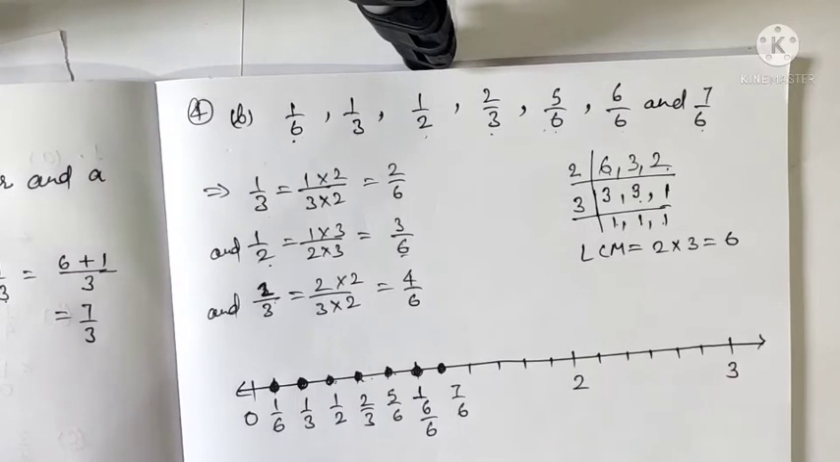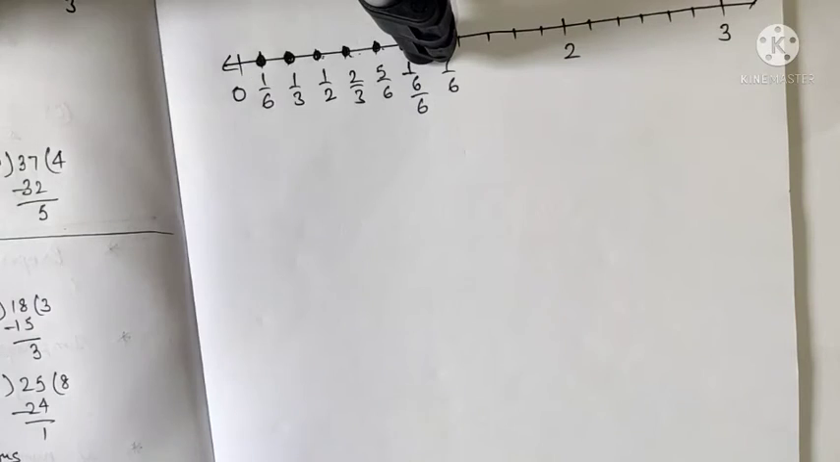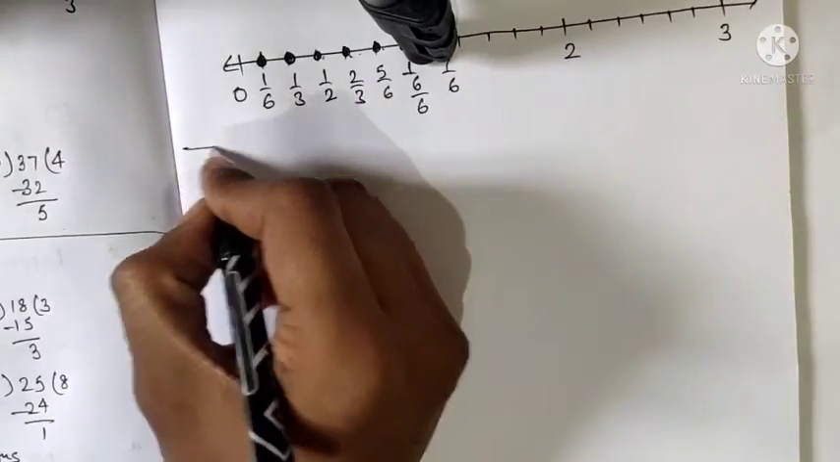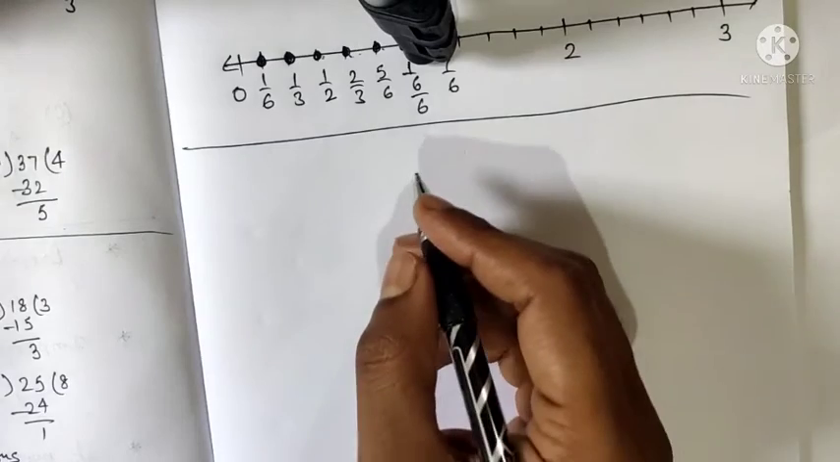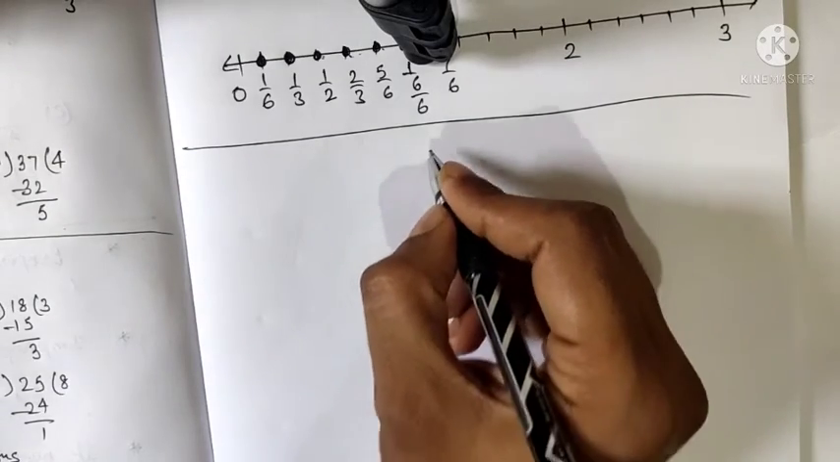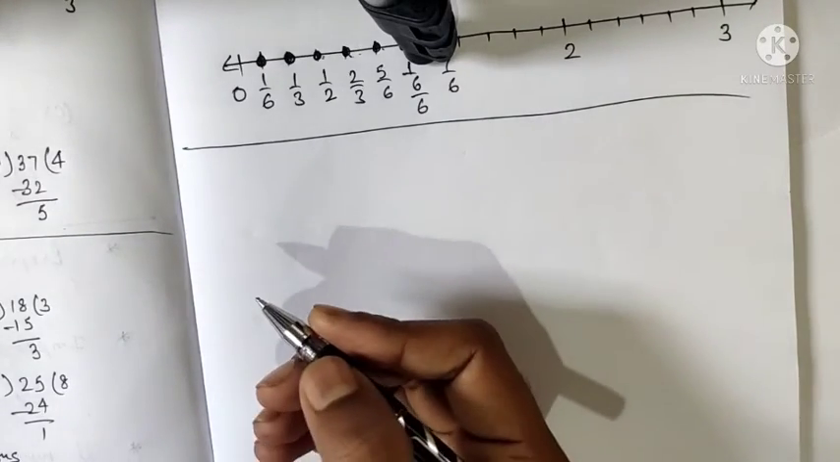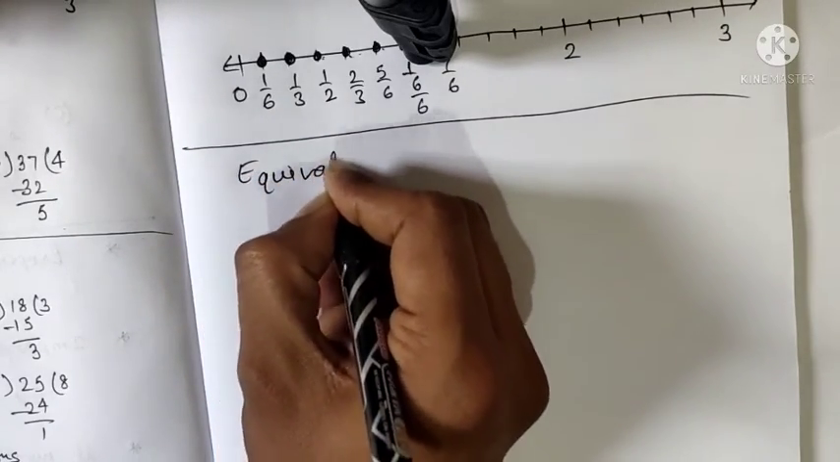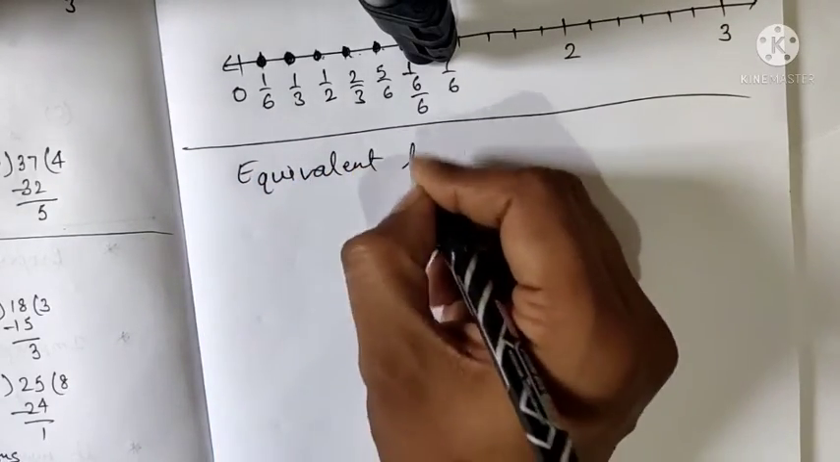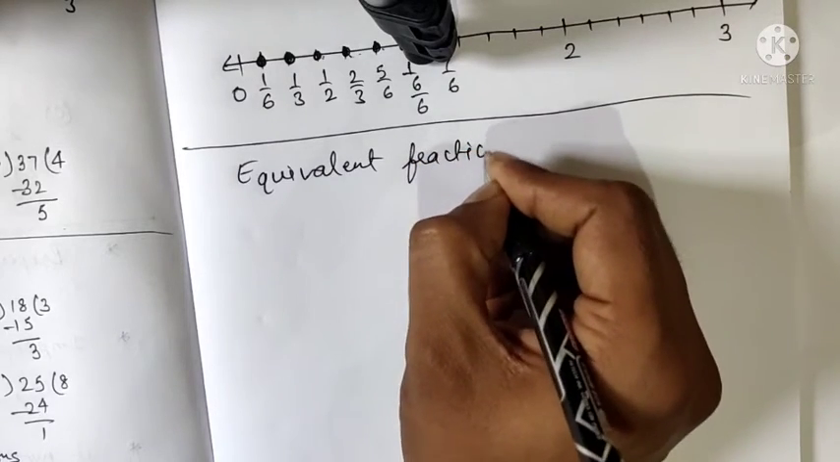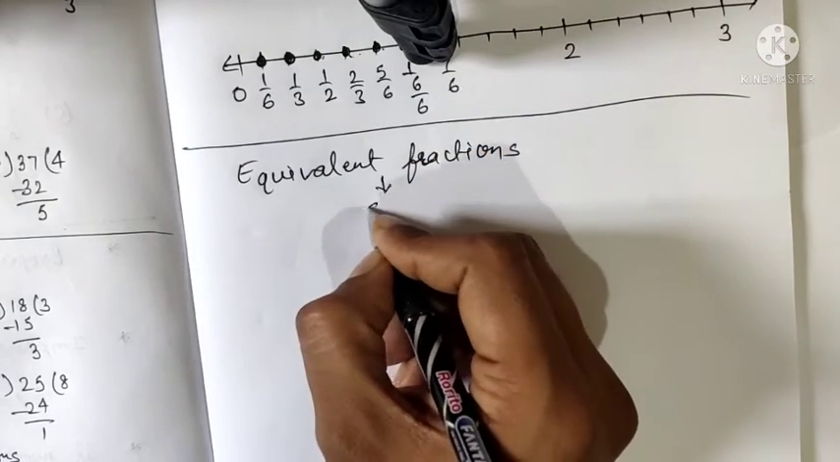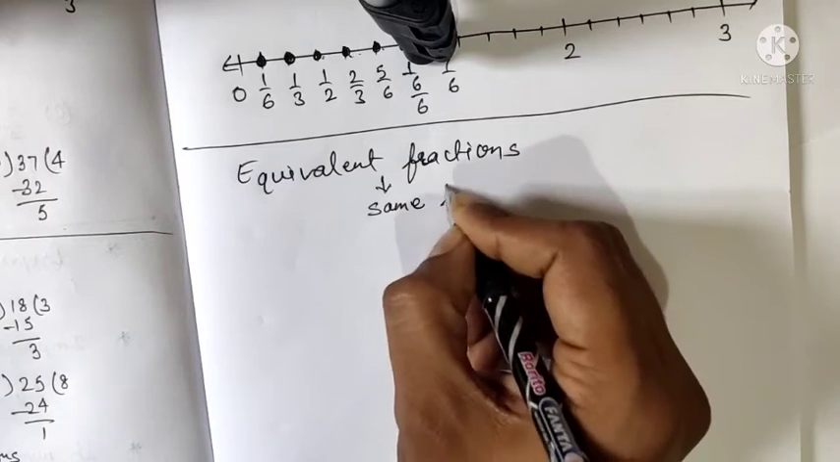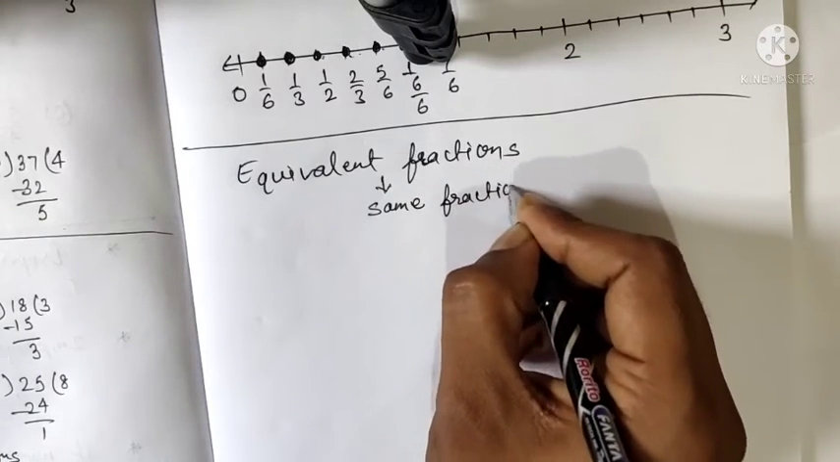Simple, too easy, right? Now I think all questions of 5.4 will be solved by you easily, so we are going to solve exercise 5.5. To solve exercise 5.5, all you need to know about is equivalent fractions. Equivalent fractions are a fraction that is the same as another fraction with a different denominator.